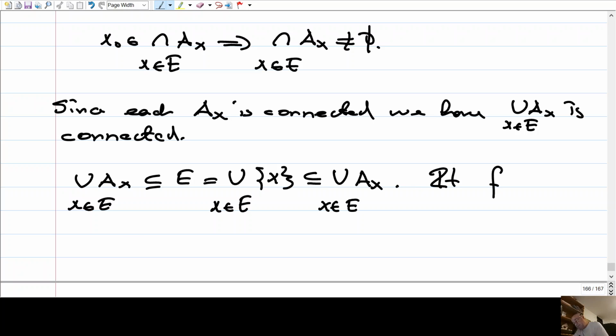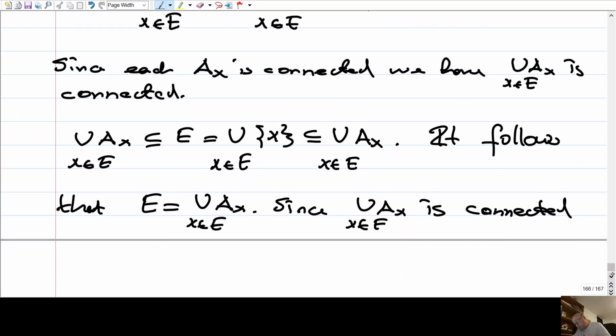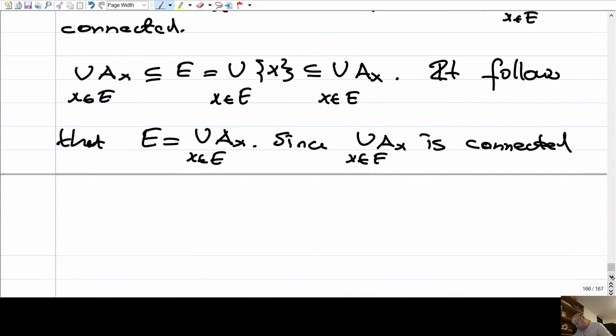It follows that E is equal to this union. But we have seen that this is connected. And this finishes the proof, right? Our aim was to prove that E is connected. So the proof finishes. Since the union is connected, we are done.